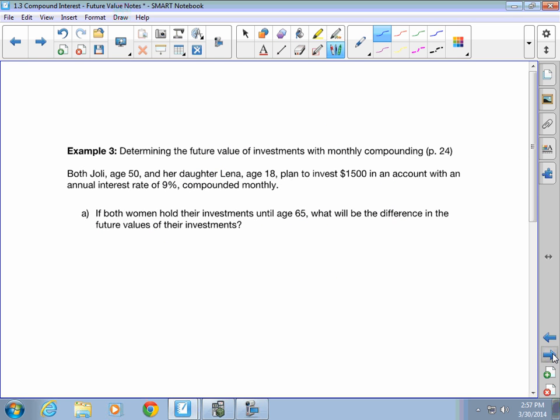So the next section here is determine future value of investments with monthly compounding. So monthly compounding means that you're doing it 12 times a year. What we're going to do for this one is I'm going to show you how to do these ones on the graphing calculator. So I'm going to go through some examples on the graphing calculator, and then we'll come back and do this one. So the first part is just to show you what each of those keys on the TVM solver does, and then we'll do a few questions with them, and then we'll come back and finish this one up.